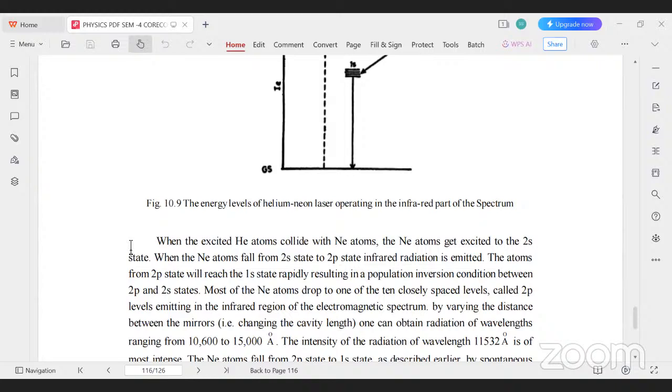So that's why we are studying this experimentally to find out the laser. So helium and neon is the best laser, which is very popular.